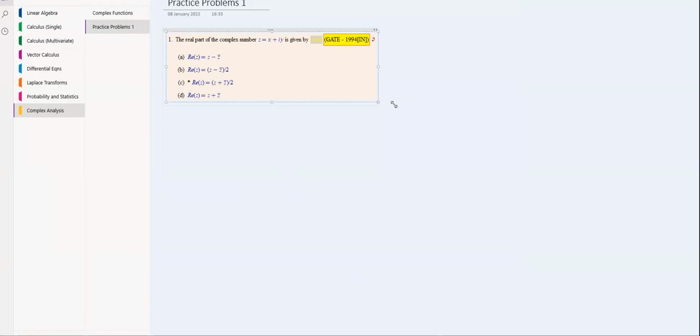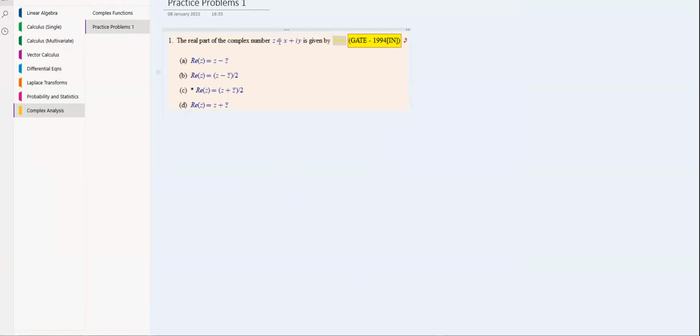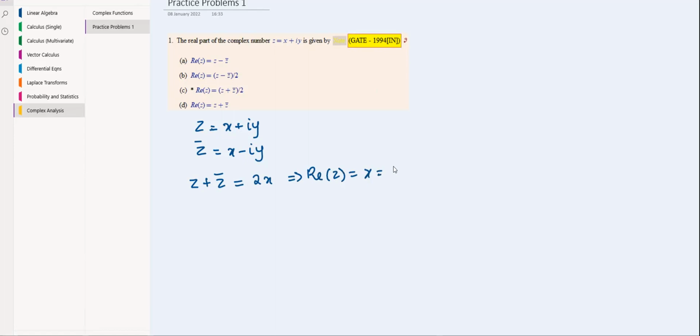Okay, the first part, the real part of a complex number Z, is very, very simple. How do we define the real part? Real part is X. Now Z is X plus iY, and Z conjugate is X minus iY. If you add Z plus Z conjugate, you get 2X. So the real part of Z, which is X, is (Z plus Z bar) by 2.